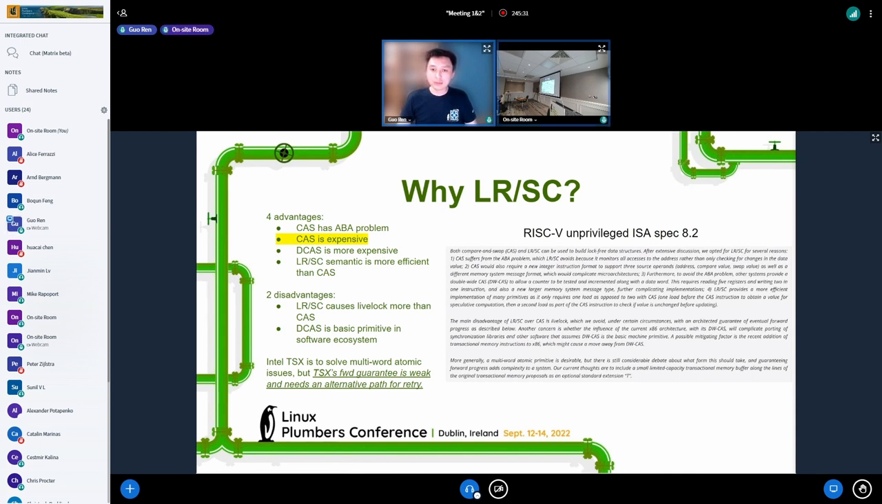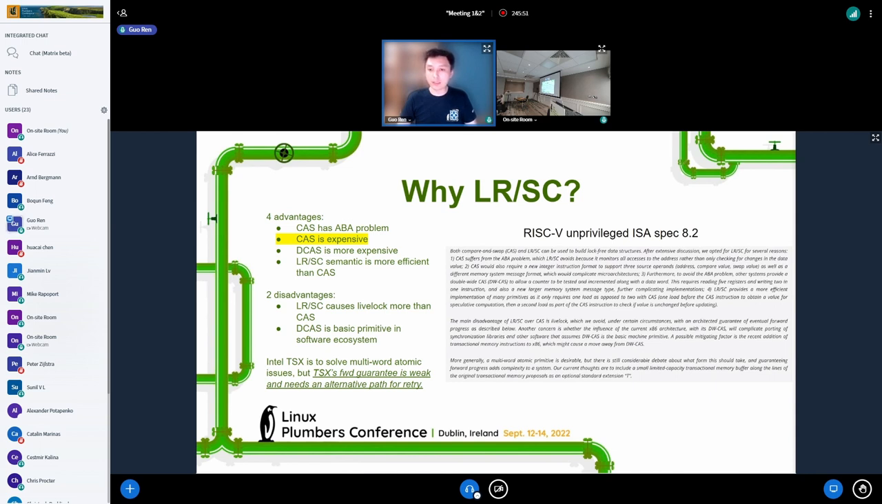And he also gave two disadvantages of the load reserve store condition. It says it causes livelock more than the CAS, and the DCAS is basically a primitive in the software ecosystem. And in the end, he also mentioned the transaction.